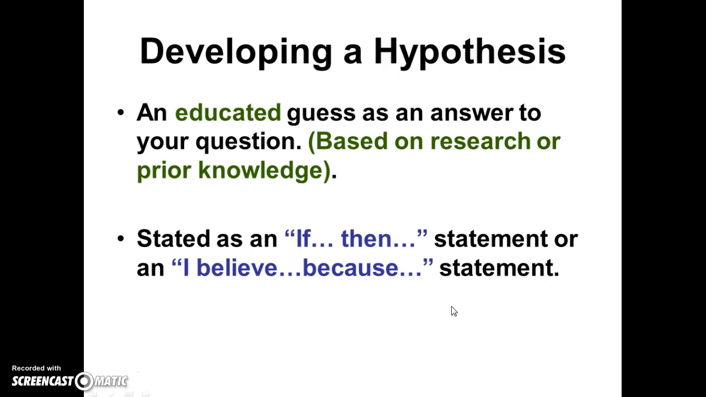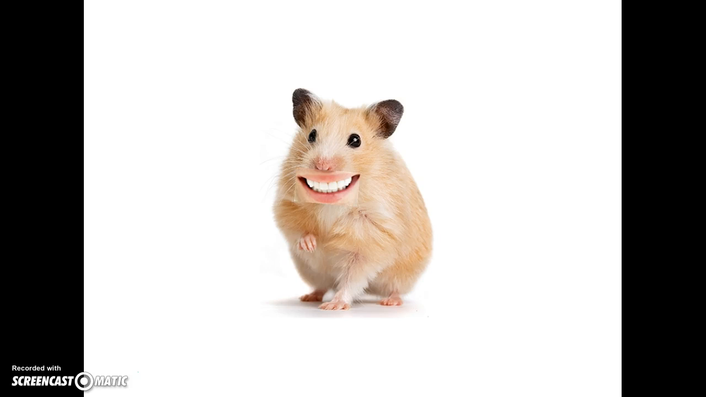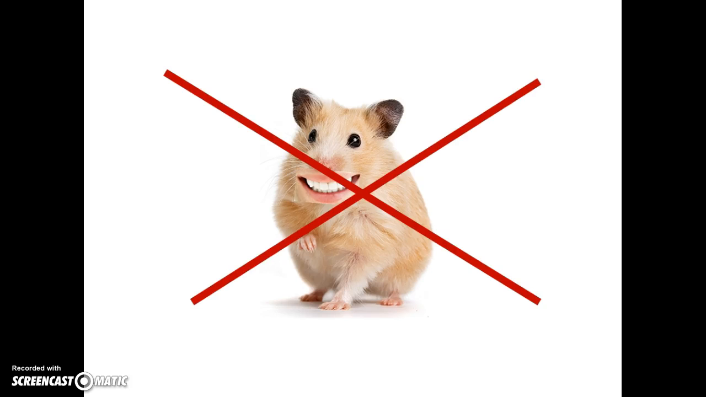It has to be a testable hypothesis, because let's say, for instance, you're looking at what type of food is best for hamsters, and so you want to make a hypothesis about that. You know, I've got KT variety food, I've got Sunburst, and I've got Encore. Which one should I feed my hamster? Which one's going to make my hamster happiest? Yay! Well, that's not a good testable hypothesis, because you can't judge the happiness of a hamster. They don't wag their tail. They don't smile.